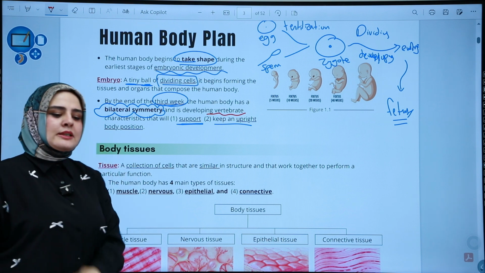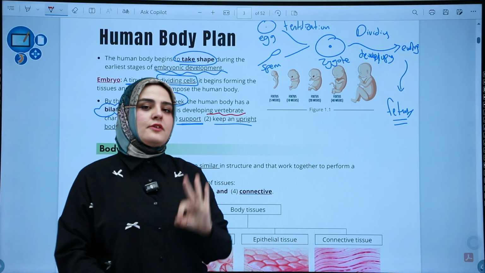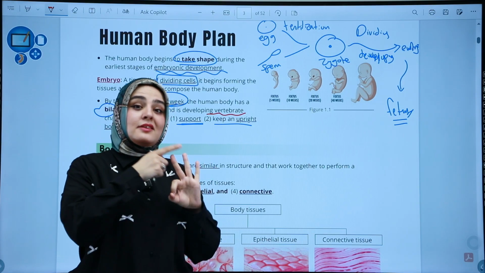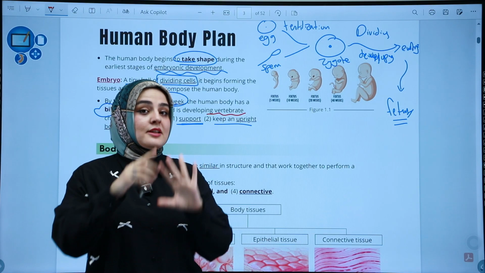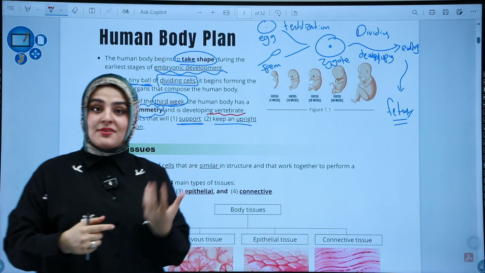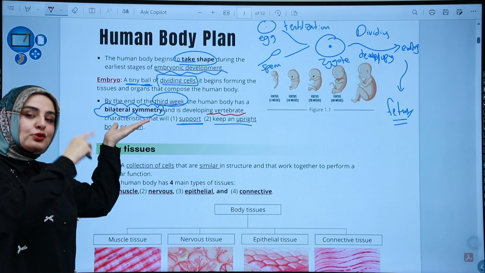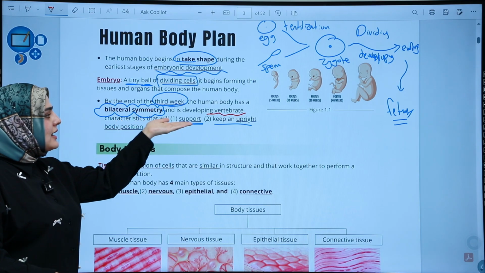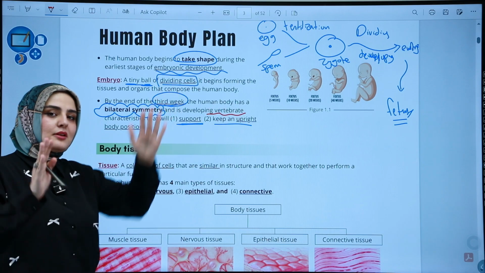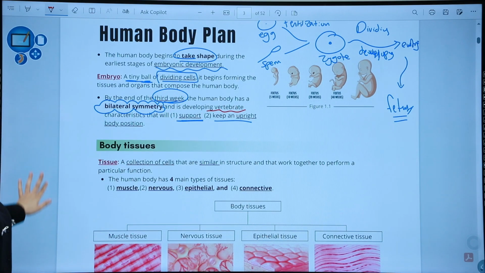Again, let's repeat it. During the 3rd week of embryonic development, this tiny embryo creates a shape. Why? Because it has a vertebrae. This feature is called bilateral symmetry, 2 sides symmetrical. It supports the body and keeps it upright. That's what it means. Good.